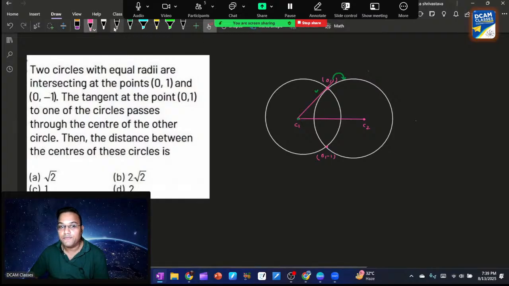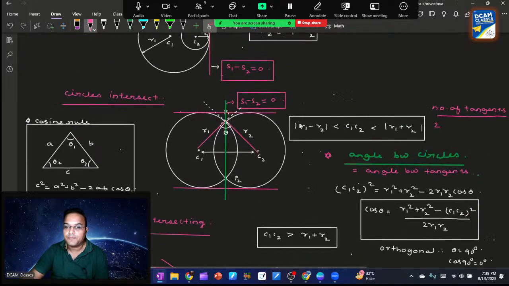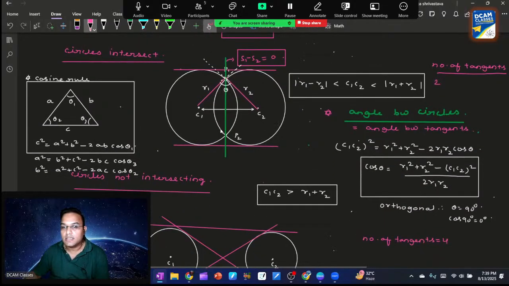If we join this, the radius is the same. If we join this with this, it will be the radius. Now, if they are intersecting like this, tangent to the first circle C2 passing through the center of the other circle, then they must be perpendicular. Actually, I forgot to tell something here. In the above case, the tangent to one circle may not be perpendicular to a radius. It's normal. It's not important.